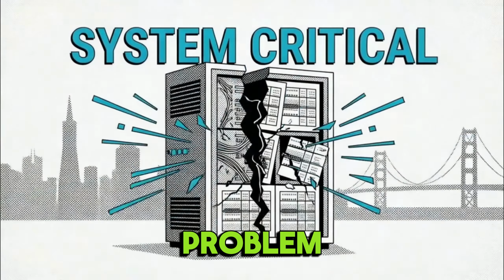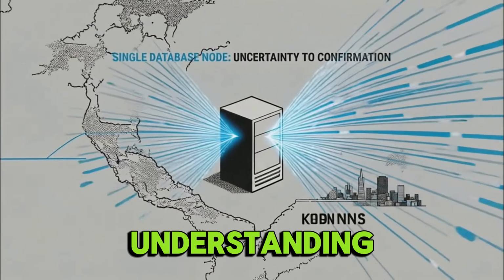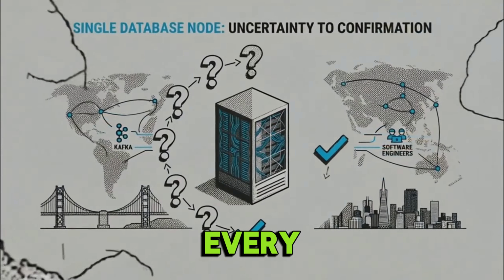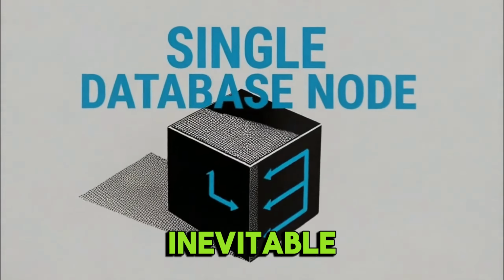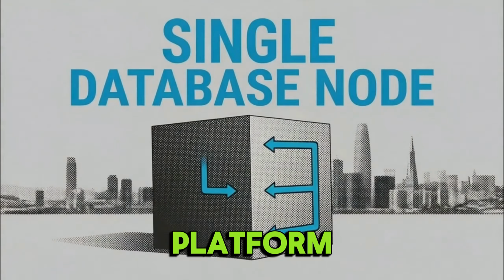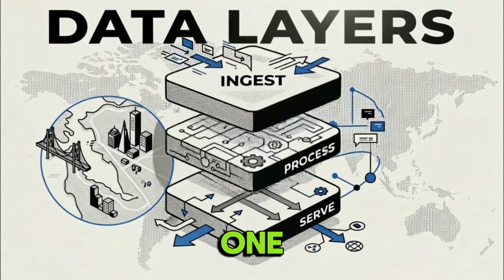The scale problem that broke the monolith. Let me start at the beginning of Uber's architecture story, because understanding the problem they were solving makes every decision they made feel not just logical, but inevitable. In the early days of Uber, the platform was a monolith. One application, one database, one deployment.